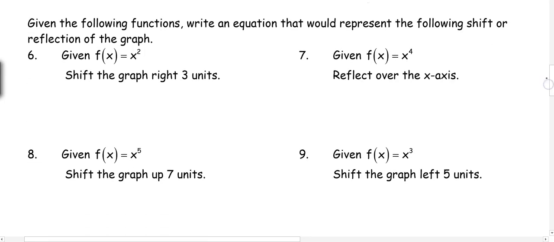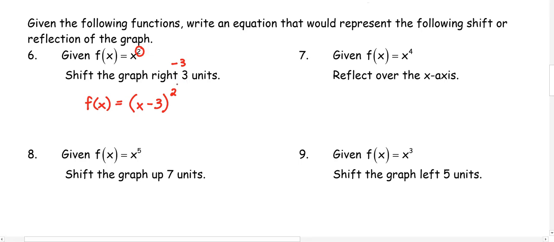So let's take some functions and change them given our shift or reflection. So in number 6, given f of x equals x squared, shift the graph right 3 units. So if we're moving right, that means we're going to be in the parentheses still. So we have f of x equals, we're going to have a parenthesis with our x because we are moving right 3. That's a minus 3 in parentheses. Because there was this squared power given to us, we're just going to add the square outside our parentheses.